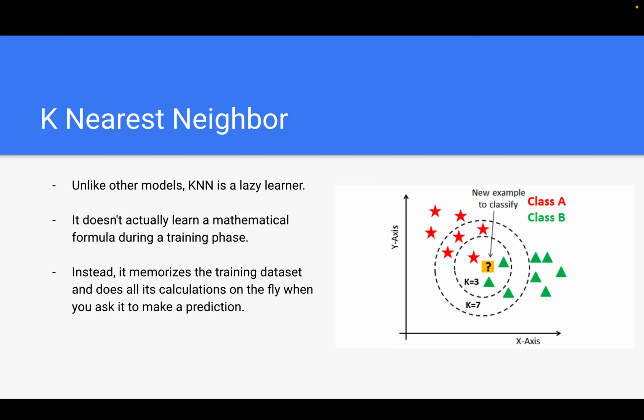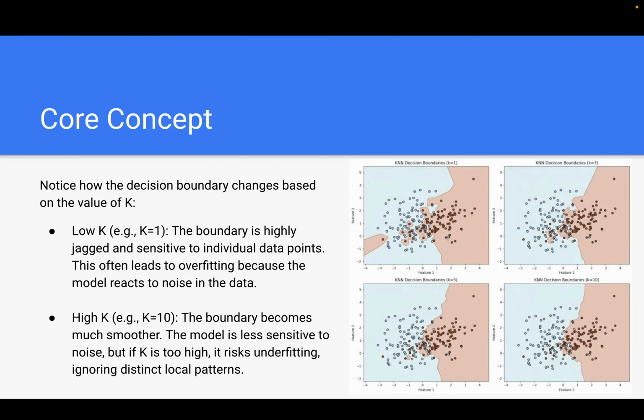Now let's move on to the core concept behind the value of k. Here, if you notice, we have four plots where k is equal to 1 initially, and we move towards k is equal to 10. At k equal to 1, we can see the decision boundary of this plot is much more jagged and sensitive to individual data points. There are many blobs present here which belong to different classes, so it is highly sensitive to a single data point. This leads to overfitting, because the model reacts to the noise in the data.